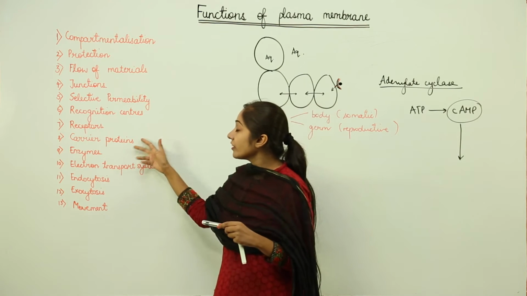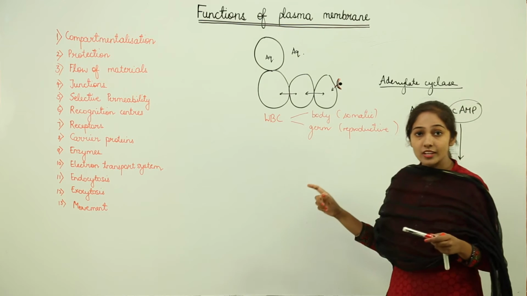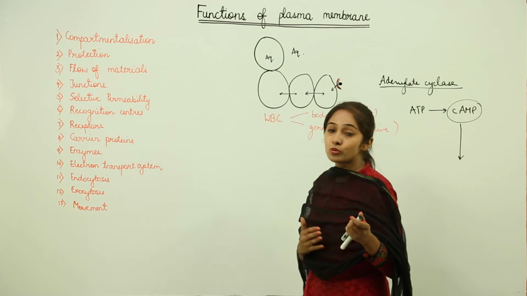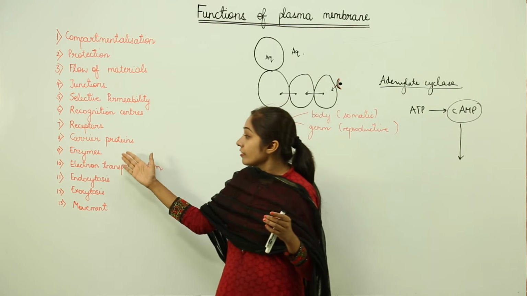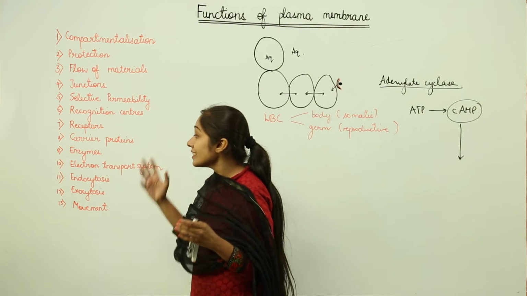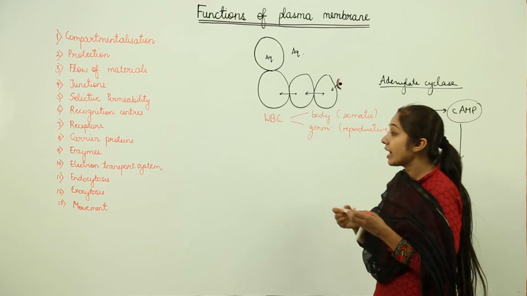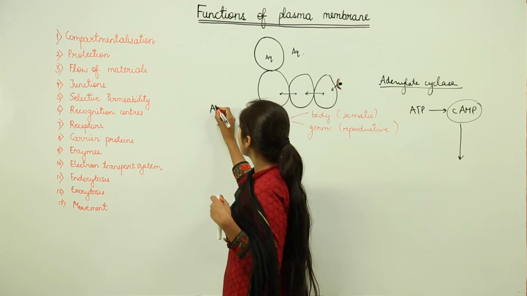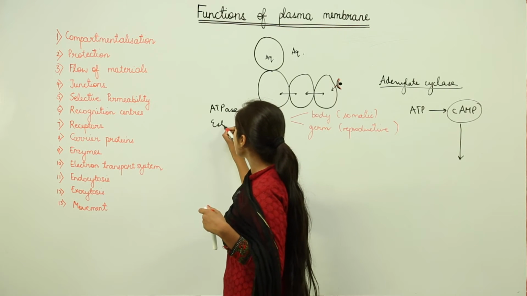Then we have the carrier proteins. These carrier proteins are also there. We have discussed them in the structure. So they also help in the transport of polar molecules or very big molecules. Then we have enzymes. Certain enzymes are there in the plasma membrane itself. For example, we have ATPase. Then we also have esterase.